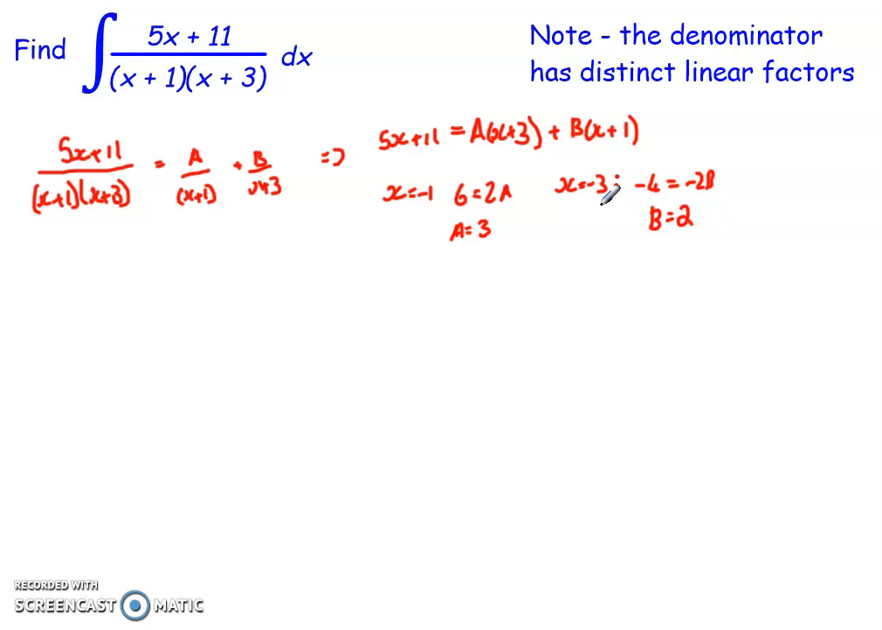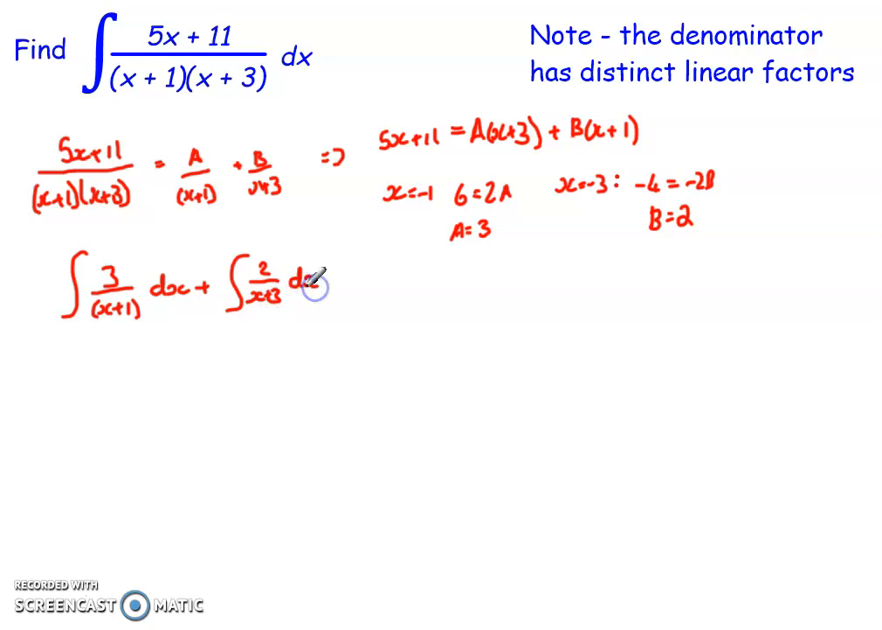I prefer to do it this way, eliminate the brackets, just makes it quick and easy. Because now that I've got that, what I can do is change my integral into the integral of 3 over x plus 1 dx plus the integral of 2 over x plus 3 dx.